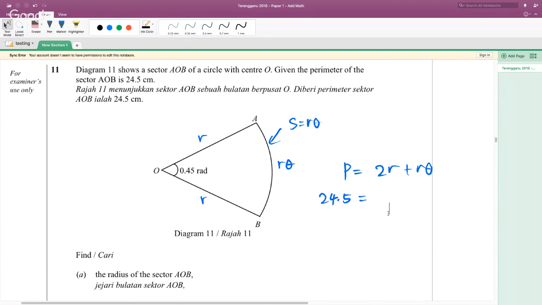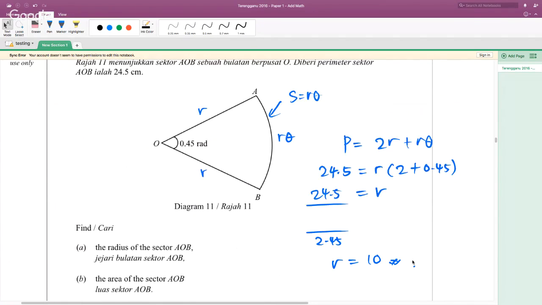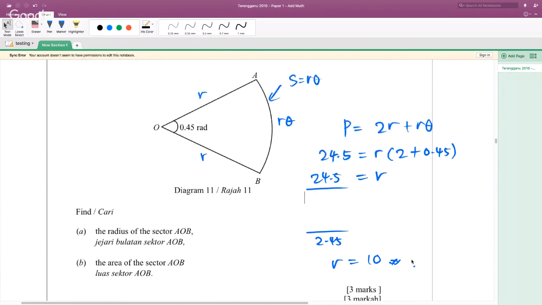Maybe I can factorize it out because I need to find r. 2 plus theta. My theta is 0.45. All right, then I can get my r by using 24.5 divided by 2.45. So my r is basically equal to 10. It's not mistaken, 24.5 divided by 2.45 is 10, isn't it? So after I get my radius, I will just move on. Yeah, I can see it start to hang already.